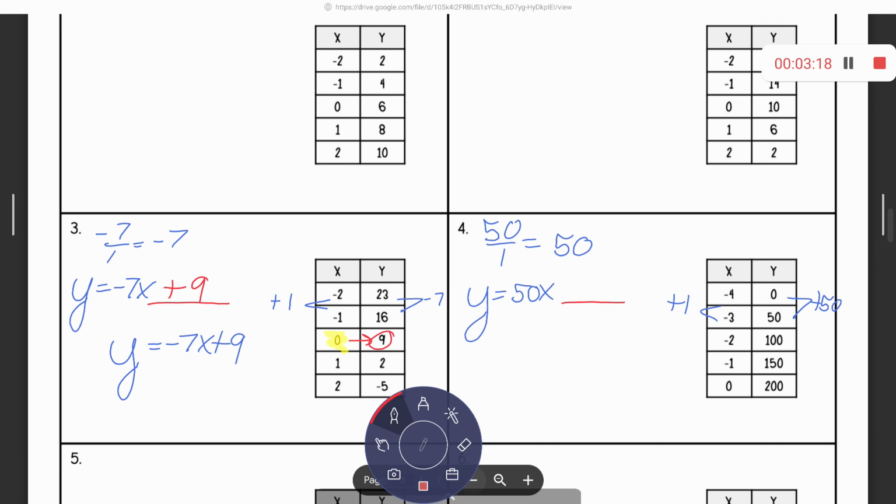And I need a back. So look, when x is 0, I'm only looking at these numbers, not the y, to start. So right here, x is 0, so y is 200. So this is plus 200. So my equation is y equals 50x plus 200 is my answer.